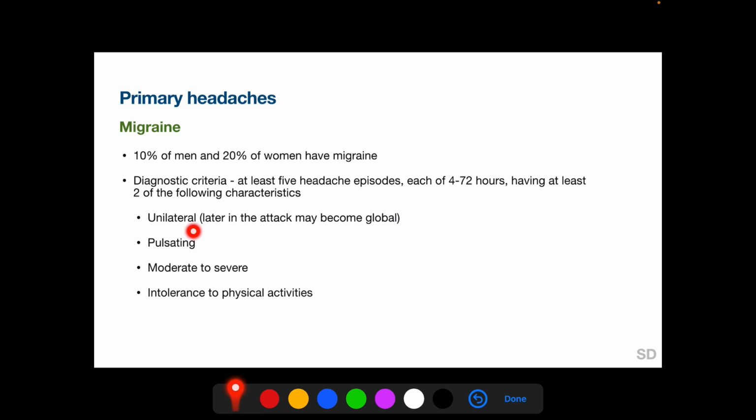The nature of the headache is pulsatile. The headache is moderate to severe. It impairs physical activities. So at least 5 headache episodes with any two of these 4 criteria, with each of the episodes lasting 4 to 72 hours, is required for labeling a patient with migraine.